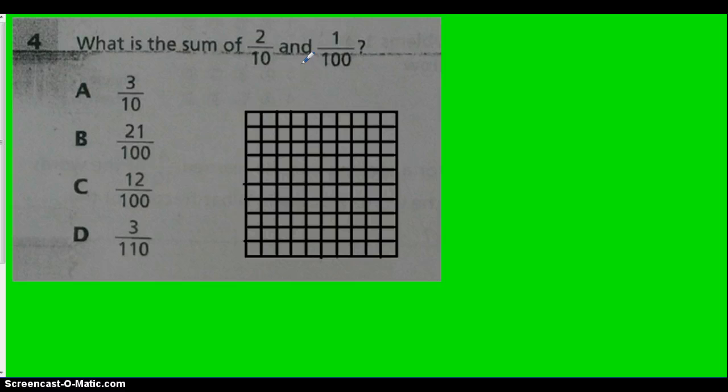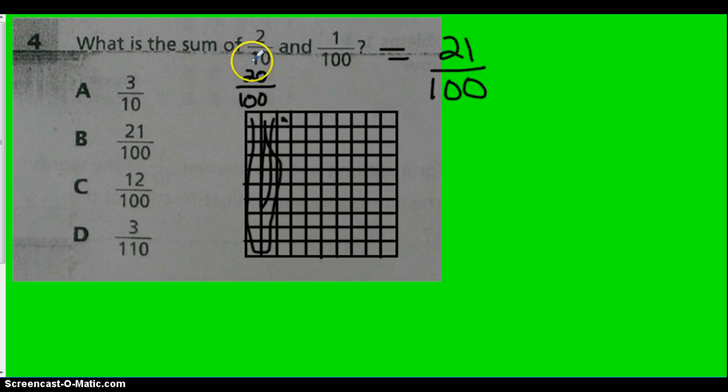So let's take a look and let's change 2/10 into hundredths. So 2/10 is equal to 20 hundredths. Well, we take 20 hundredths and put one more hundredth with it, we would get 21 hundredths. Again, try to visualize those amounts on the grid.